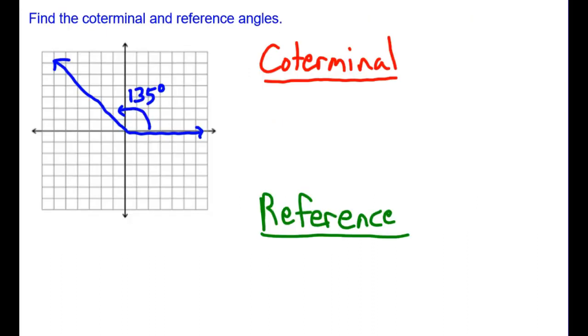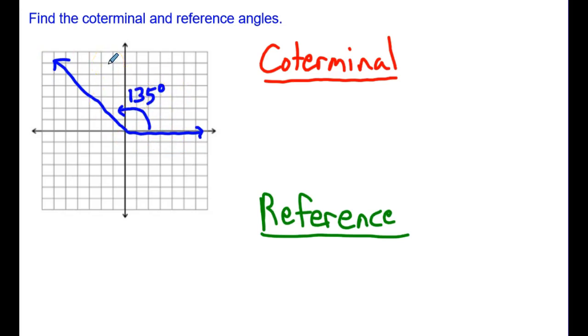In this example, we want to find the coterminal and reference angles for this angle. We have this angle in standard position because the initial side is on the positive x-axis, and we have our terminal side. We open up counterclockwise so our angle is positive.